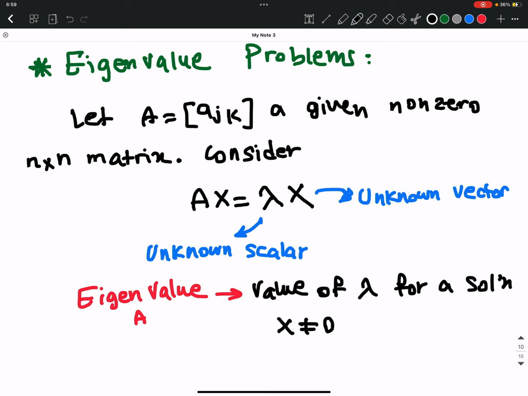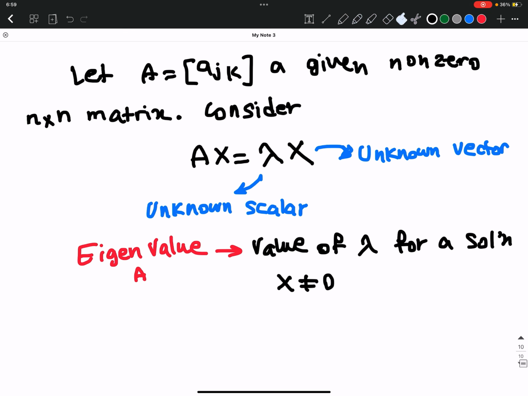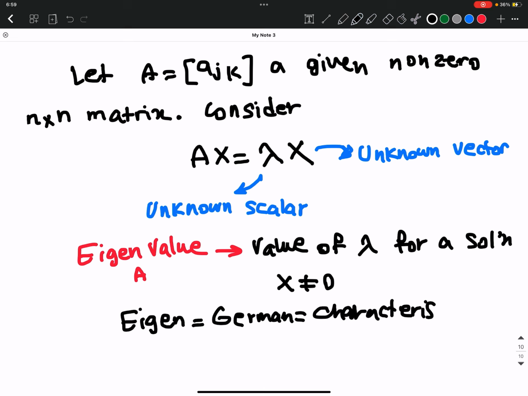So if you have a solution, a vector where x is not zero, then we call that lambda the eigenvalue of matrix A. Okay, what is eigen? Let me just give you a brief overview. Eigen is a German word which means characteristic. So these values are basically the characteristic values of this matrix.